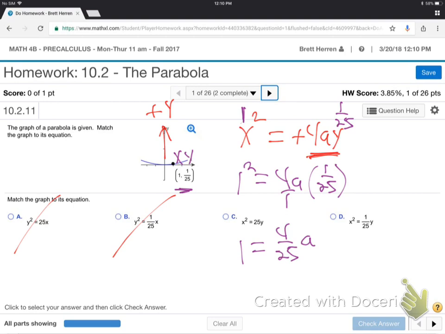Well, so what? What's all that? Well, now I can actually solve for a, can't I? How do you solve that equation for a? How do you get a alone? A said I want to be alone. Yeah, multiply by the upside down.